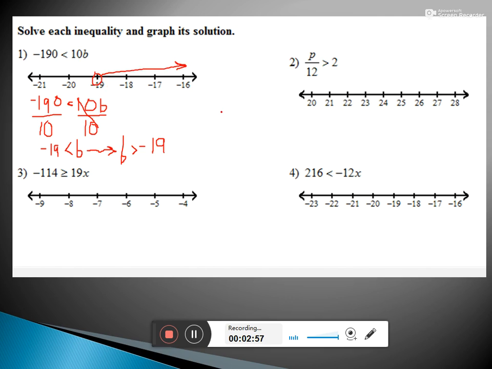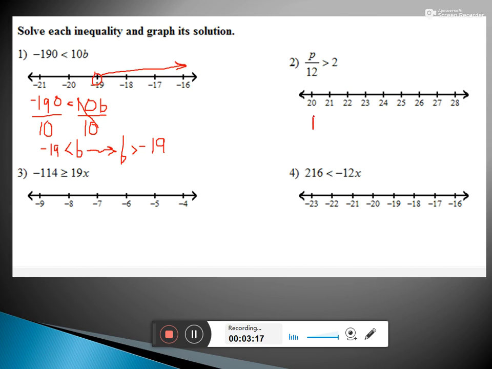And we're going to check our answer. Yesterday we were checking with the number 0, so let's check with 0 again. In our original inequality, 10 times 0 is 0. Negative 190 is less than 0, so we're good. We should shade it towards the 0. And let's look at number 2.